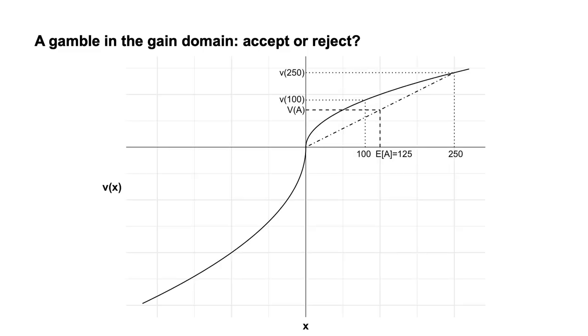The following chart shows Bill's choices. The possible outcomes from the gamble are 0 and $250. The certain outcome on offer is $100. The expected value of the gamble is $125. The outcomes are in the gain domain. As he is risk-averse in the gain domain, the value of the $100 for certain exceeds the weighted value of the gamble. This can be seen through V of A being less than V of $100. Bill will therefore choose the $100 for certain.